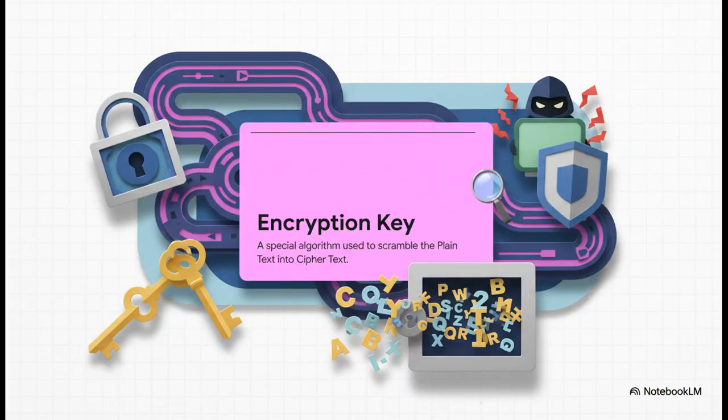So what's the secret ingredient that turns the readable stuff into the scrambled stuff? That would be the encryption key. You can think of it like a super secret recipe or a really, really complex set of instructions. It's an algorithm that tells you exactly how to scramble the data in a very specific way. This key is the secret to the entire process.